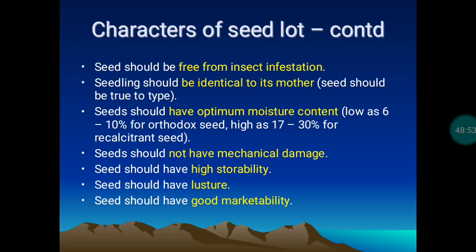Whereas the recalcitrant seeds are desiccation intolerant. In that case, necessarily you have to maintain 17 to 30% moisture. Because of that higher moisture content, the storability period is also hardly a week to a month. So we cannot store these kinds of seeds for a longer period of time.